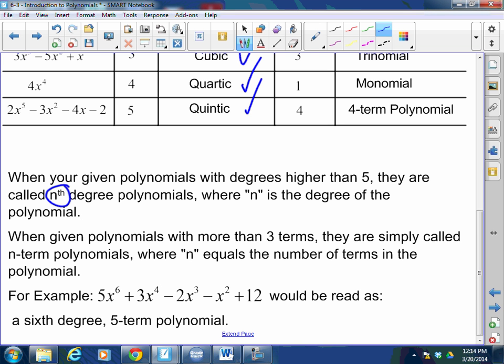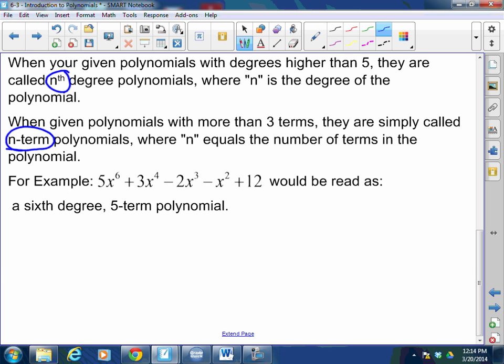When given polynomials with more than 3 terms, they are simply called n-term polynomials, where n equals the number of terms in the polynomial. For example, this guy here, 5x to the 6th plus 3x to the 4th minus 2x cubed minus x squared plus 12 would be a 6th degree 5-term polynomial. Does that make sense?